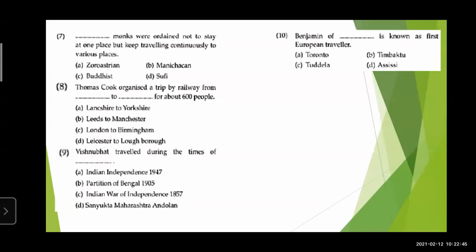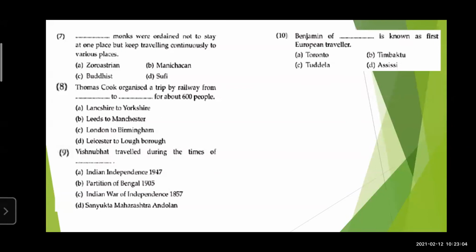Thomas Cook organized a trip by railway from Dash to Dash for about 600 people. Okay, so we have an option here: Lancashire to Yorkshire, Leeds to Manchester, London to Birmingham, Leicester to Loughborough. The correct answer is Leicester to Loughborough in Europe.